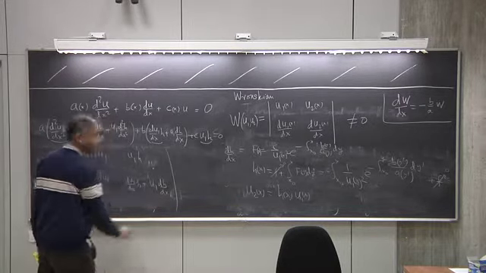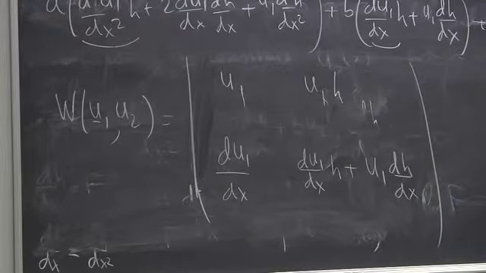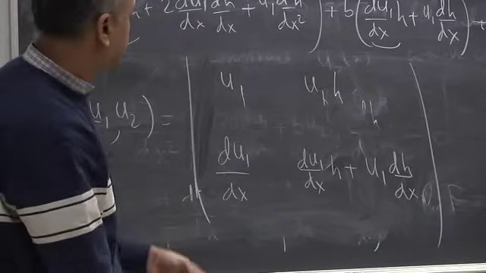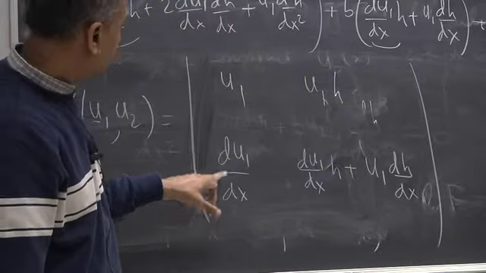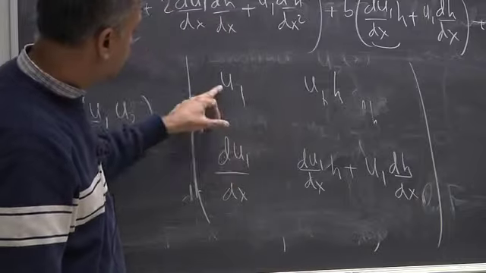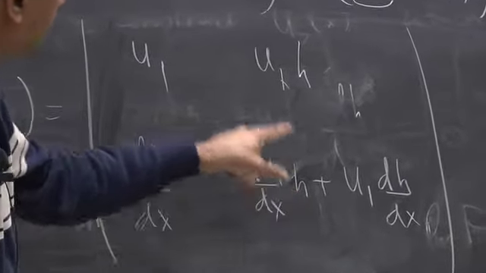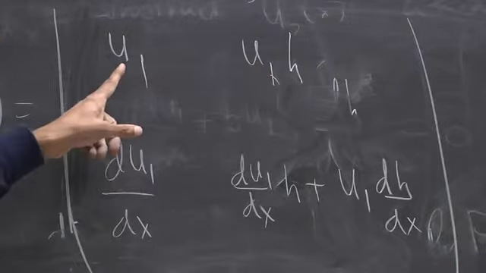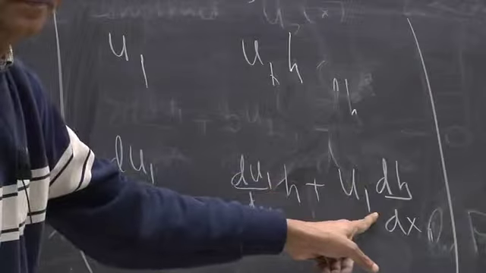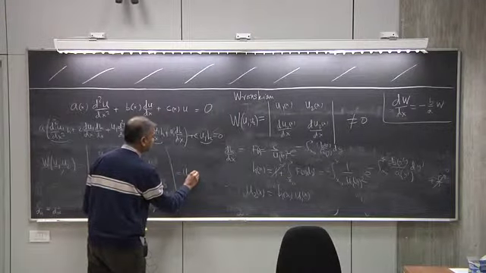So I have to compute the determinant of that. That means this times this thing minus this times that. But notice that this cancels with that term, because this is u1 du1 by dx times h, and this is also u1 du1 by dx times h. So this cancels, and the only thing that survives is this times that, which is u1 square times dh by dx.